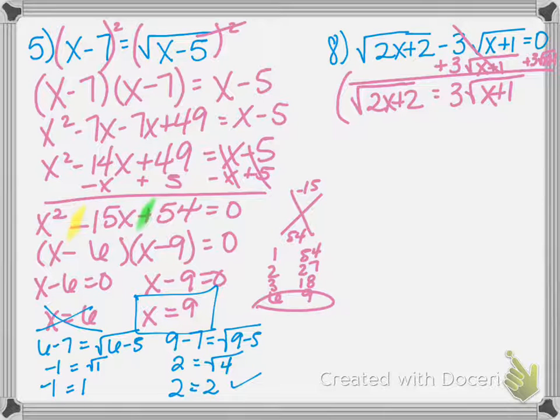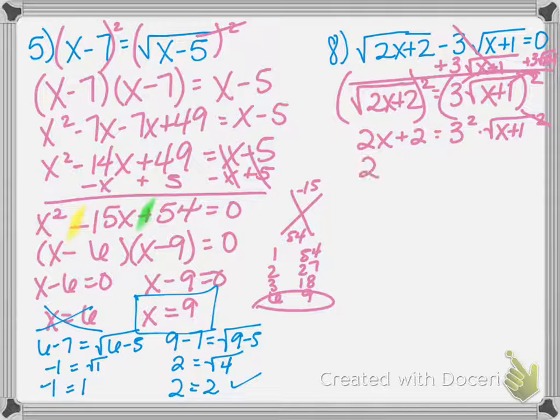All right, I have the square root. I need to get rid of it. The way you get rid of it is by squaring. And so I'm going to be left with 2x plus 2 on the left. And this one I'm going to write out that step just so that we can see it. This is technically 3 squared because of the distributive property. 3 squared times the square root of x plus 1 squared. Okay, this ends up canceling out. So I have 2x plus 2 equals 3 squared is 9. And then my square root is just going to become x plus 1.